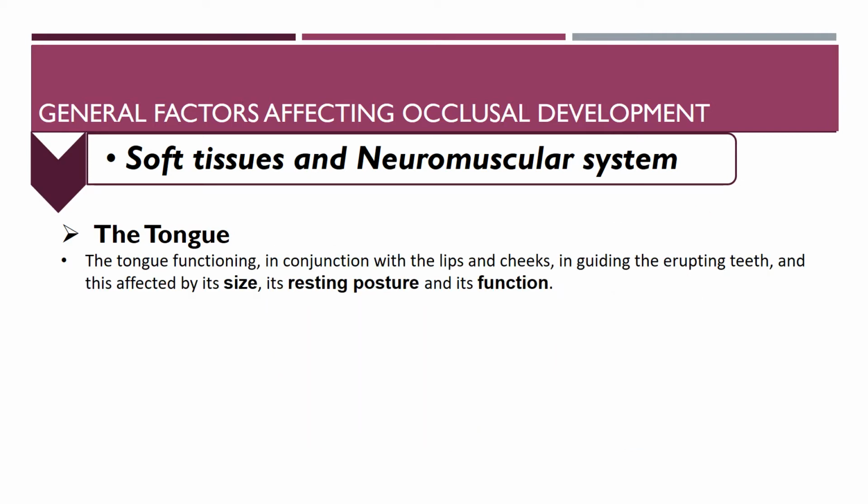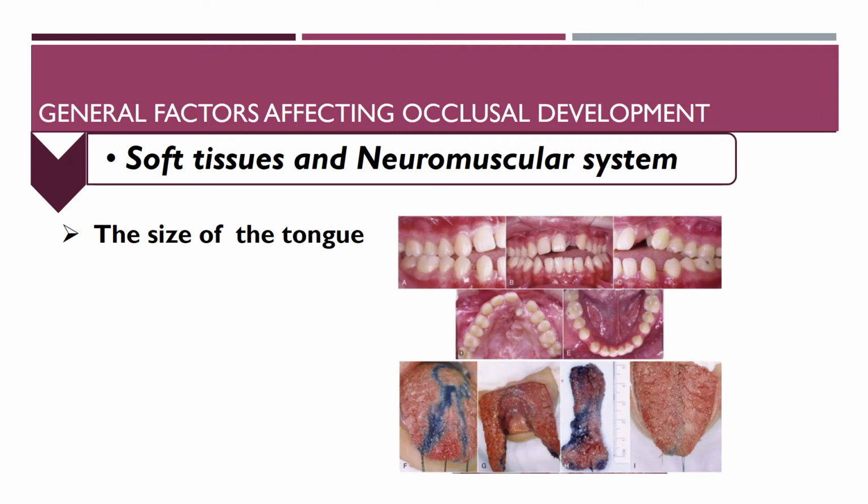The tongue. In the previous lecture, we talked about the lips as soft tissues and the neuromuscular systems considered to be general factors affecting occlusal development. Now, we are talking about the tongue. The tongue functions in conjunction with the lips and cheeks in guiding the erupting teeth, and this is affected by its size, its resting posture, and its function.